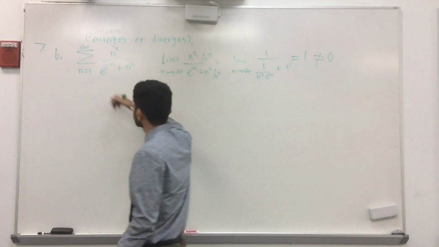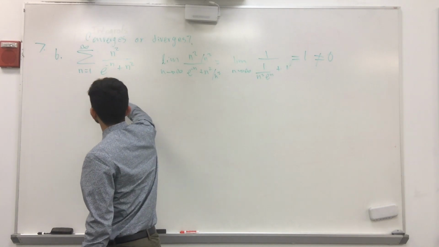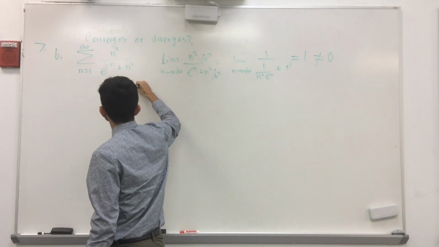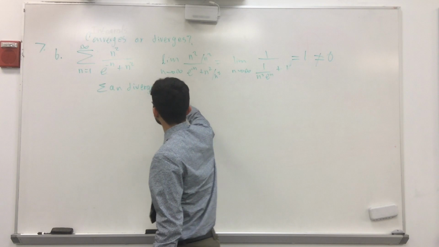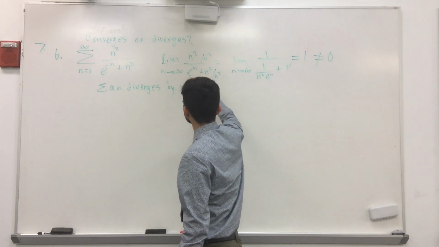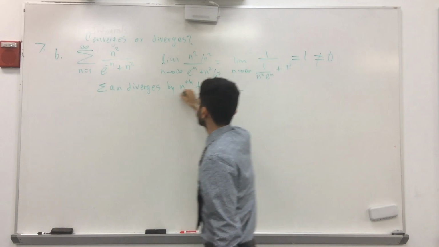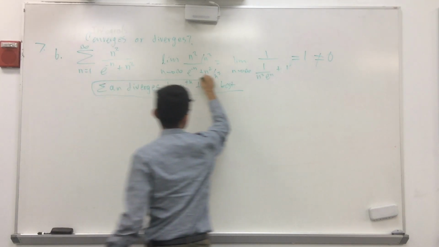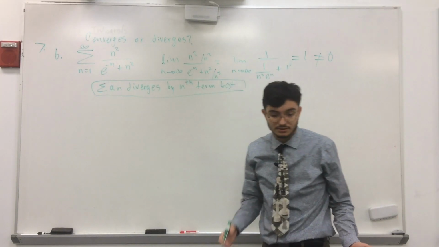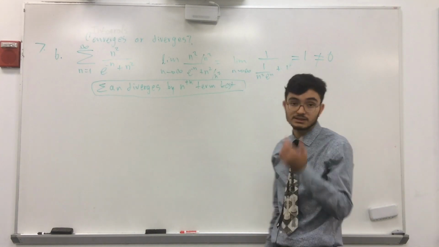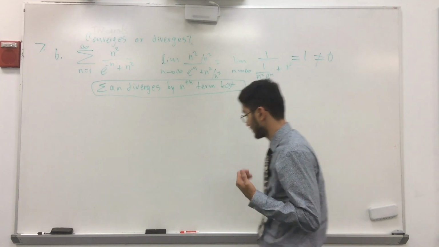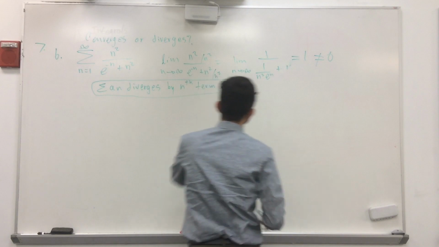That's it. That's the problem. The sum of an diverges by the nth term test. So we just found what the nth term approaches. If the nth term is not approaching 0, if it's approaching another value, it has to diverge.